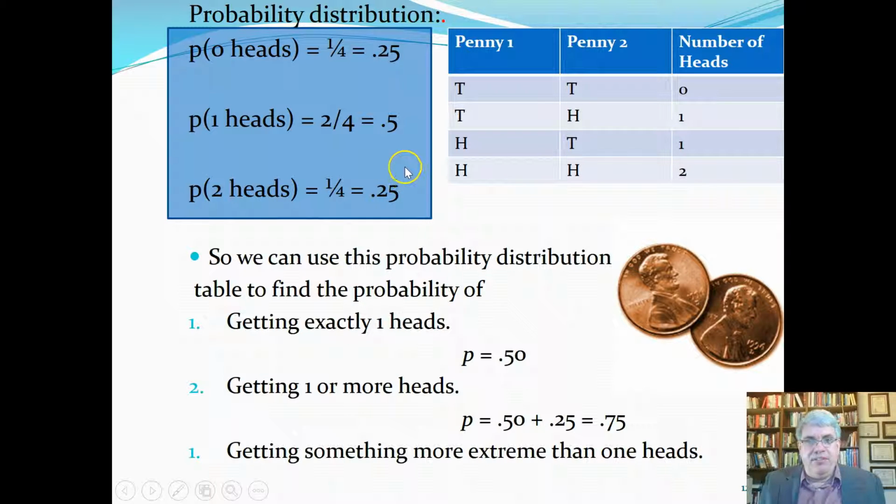what's the probability of getting something more extreme than one head? Oh, what does that mean? More extreme means farther in both directions. So in statistics, extremities always go in two directions, the two tails. So two heads is more extreme than one head, but we could also say that two tails is more extreme than one head. And two tails would be the same thing as zero heads. So both zero heads and two heads are more extreme than one head. So it would be 0.25 plus 0.25 equals 0.50. So there's a 50% chance of getting something more extreme than one head.